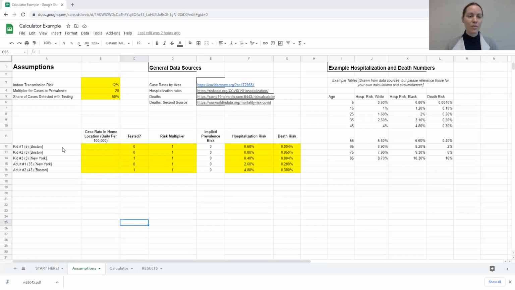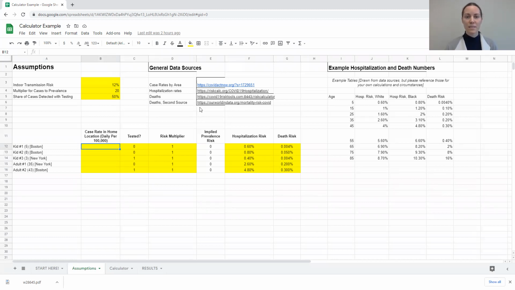So I put them in here. I haven't given them any names, but we're going to call them kid one, kid two, and kid three. And then there are two adults, adult one and adult two. You can see the way I've set this up: the first thing we need to think about is the case rate in the home location.